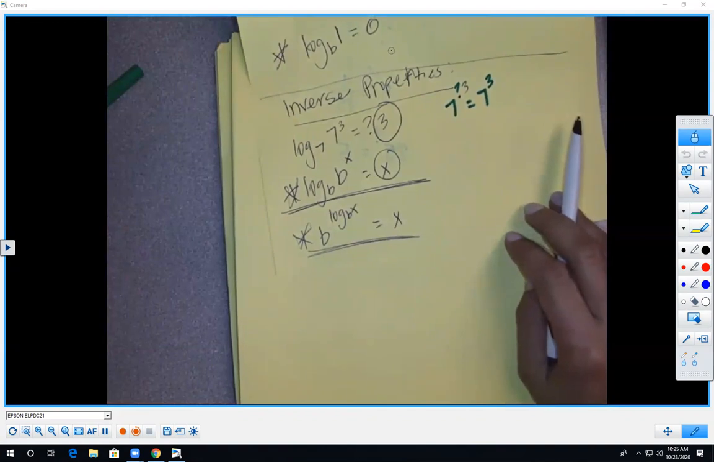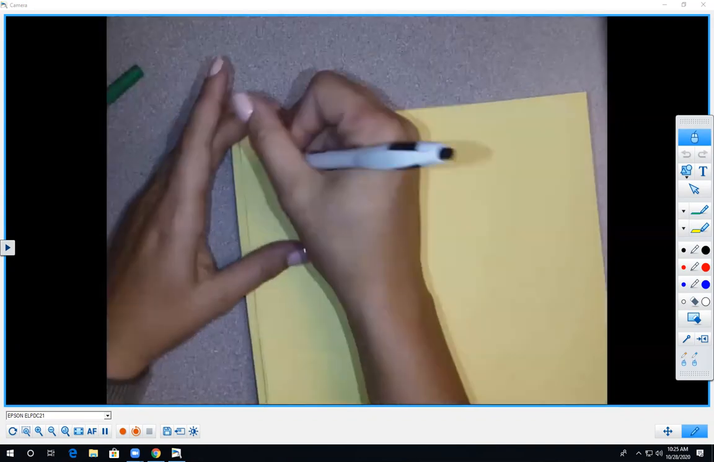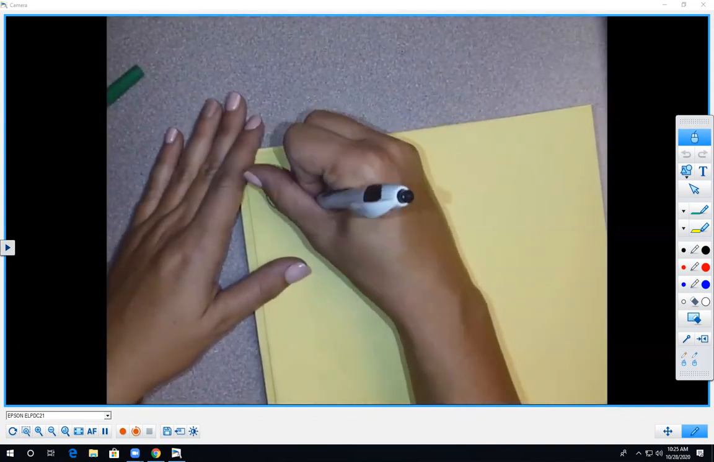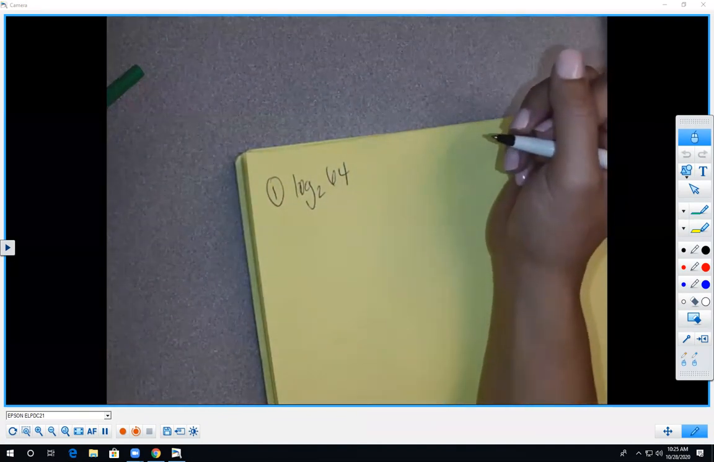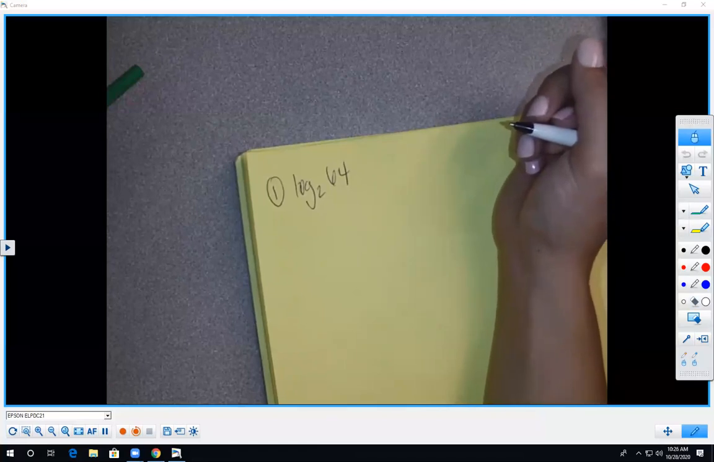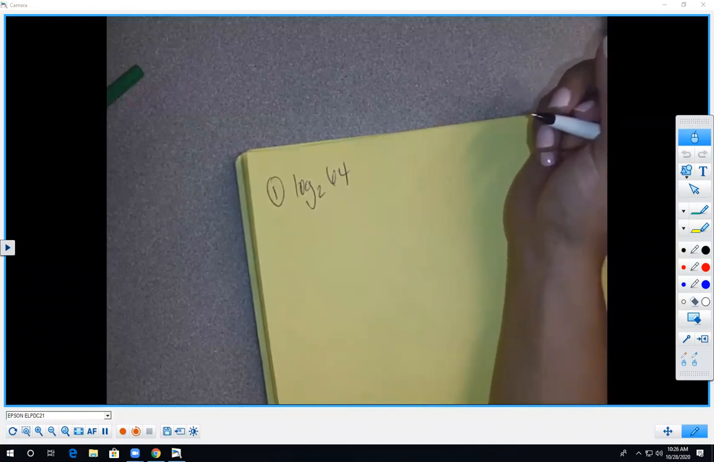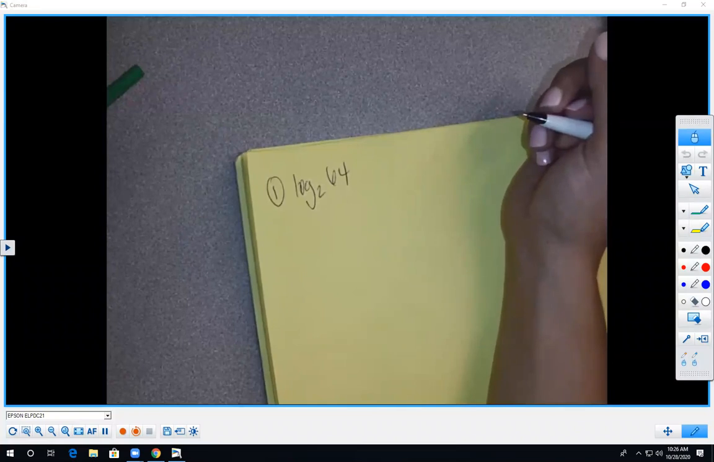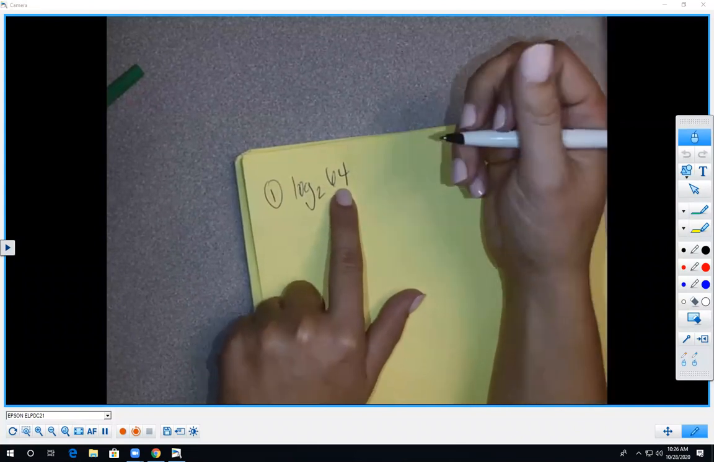Okay, so let's do some problems. Let's evaluate some problems using our properties. If I had the problem log base 2 of 64. This is a problem that you can just work out and get the answer, or you could actually use a property for this if you wanted to. If you wanted to use a property, the idea is I need to rewrite 64 as 2 to some power.